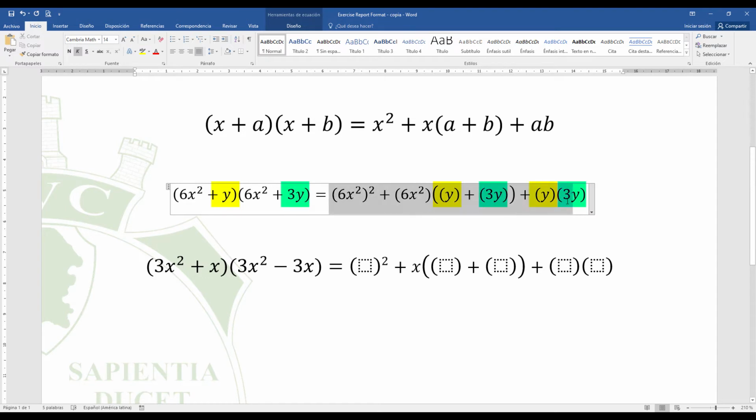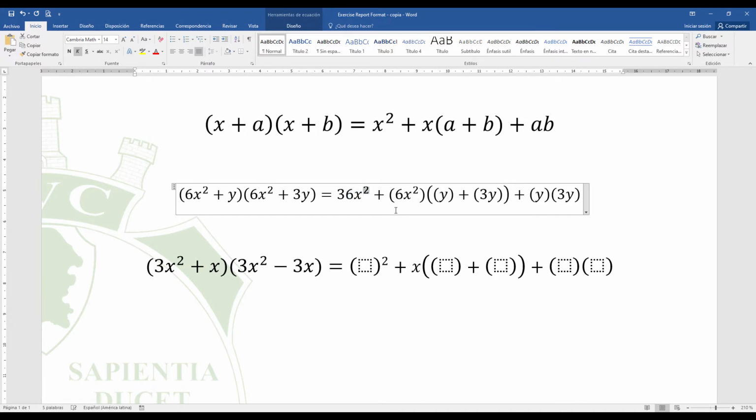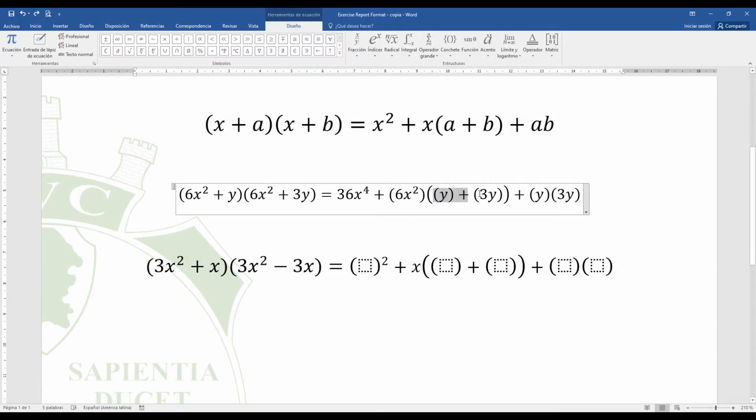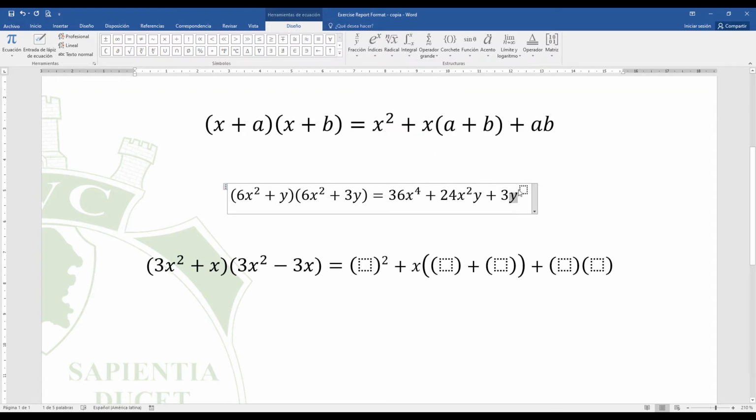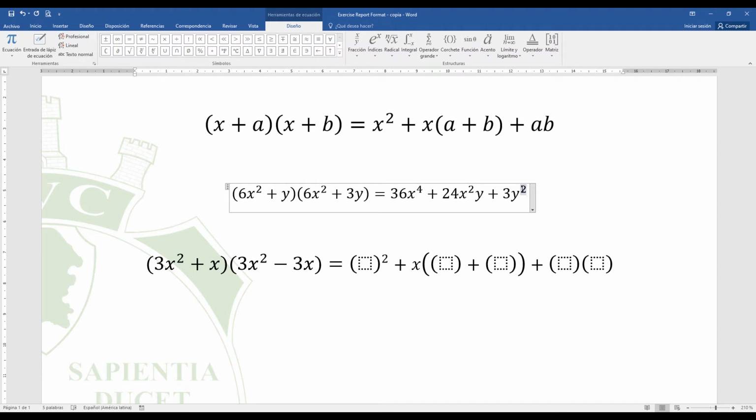Now you need to do the operations here. In that case this is 36x raised to 4. Now you need to add here first. This is 4y times 6, so this is 24x squared y. And this is a multiplication here. This is 3y squared.